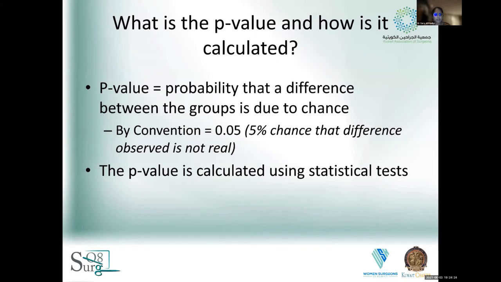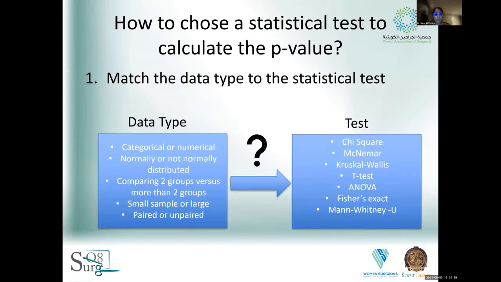And we calculate p-values, as you know, using statistical tests, okay? And the question is, how do you choose what statistical tests to calculate the p-value? The way I think of it is you're trying to match the data type that we categorize to the statistical tests, okay? Think of it as a dating service. So data types, we talked about categorical and numerical, normally distributed or not.